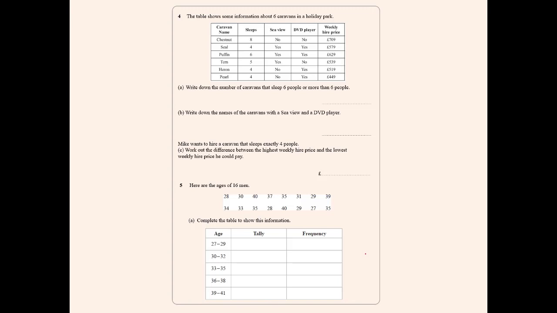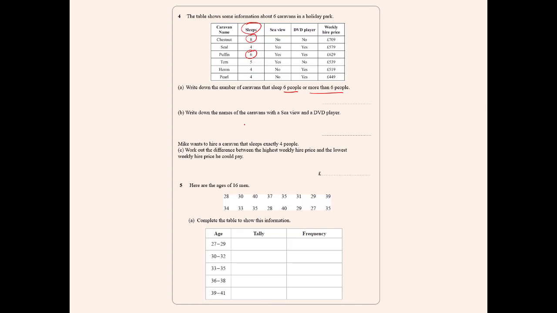Question 4. The table shows some information about 6 caravans in a holiday park. Write down the number of caravans that sleep 6 people or more than 6 people. Okay, so we can see we are looking for 6 people or more than 6 people. So we can look at sleep. So we have 8 there, more than 6. 4 is less than 6, we ignore that. We have 6 here. The rest are less than 6.